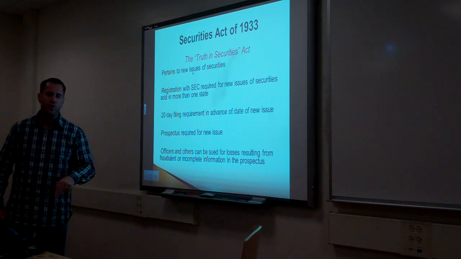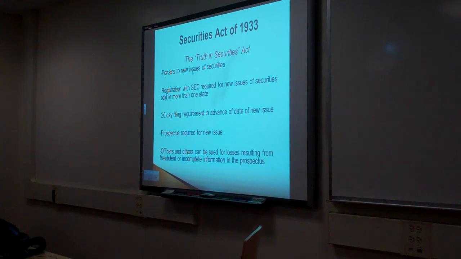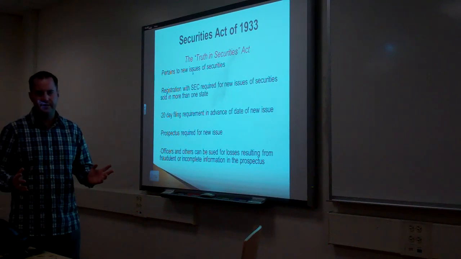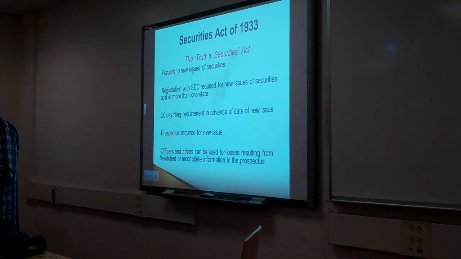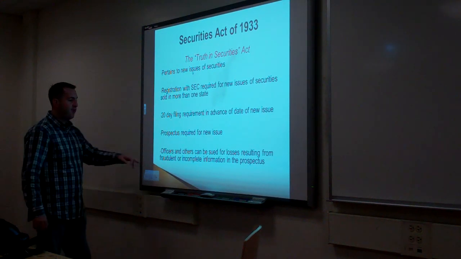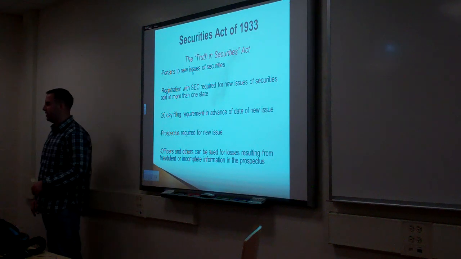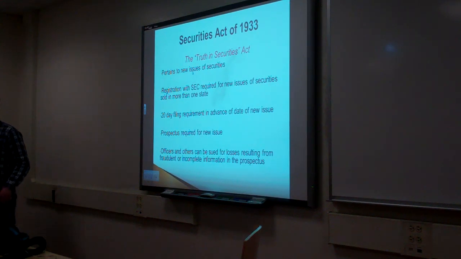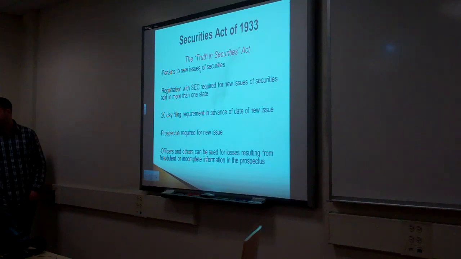A prospectus is required for a new issue. Basically, you couldn't just wing it and say, all right, this is the information on the stock. You had a legal marketing document that gave all the details that the SEC requires on this new issue of the security. Okay? Officers and others can be sued for losses resulting from fraudulent or incomplete information in the prospectus. So it puts an onus on the people in charge of distributing these stocks.